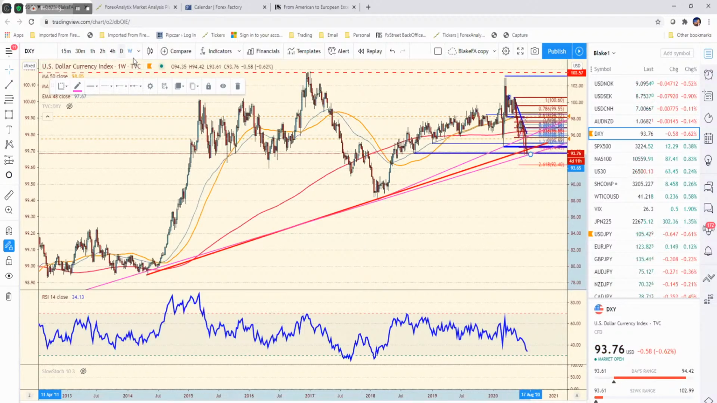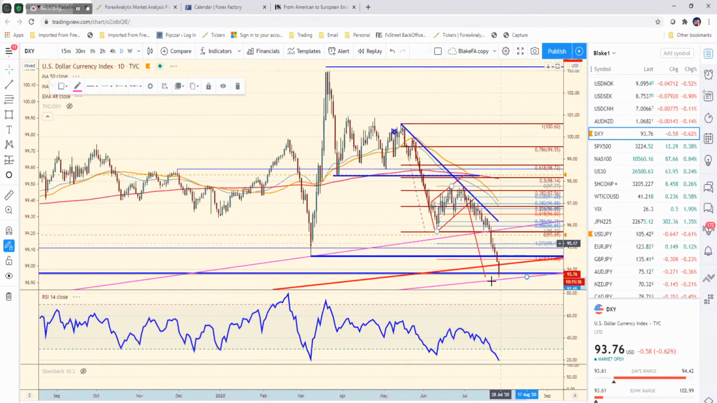And then on top of that, remember, we follow this pattern, this bear flag pattern has now completed in the dollar index. And so I would argue that we have to be very, very careful with dollar sales here. You know what I'm saying?